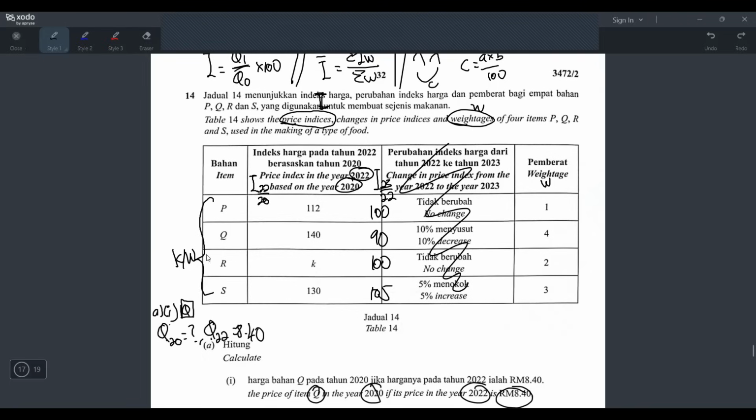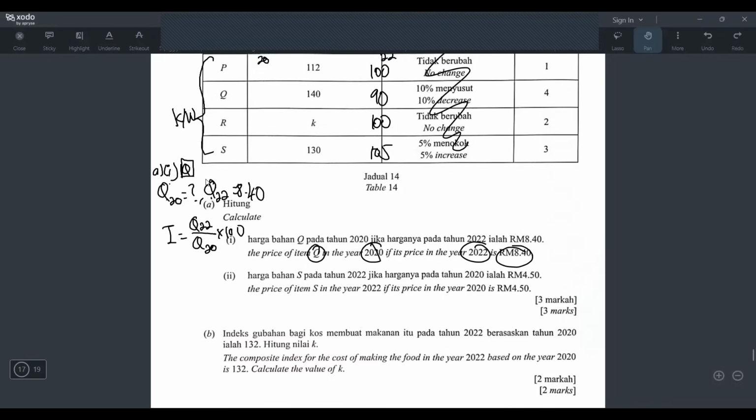So we already know we use this formula. Let's write down the formula: I equals Q1 over Q0 times 100. But which Q sits on top? Of course, the 2022. And which Q sits at the bottom? 2020, because the latest year has to be on top. And once you know what year is on top and what year is at the bottom, then you will know the I. The I will be 2022 or 2020. The year here will match with the year here. That is why I always teach my students to look at Q first, and then look at I.